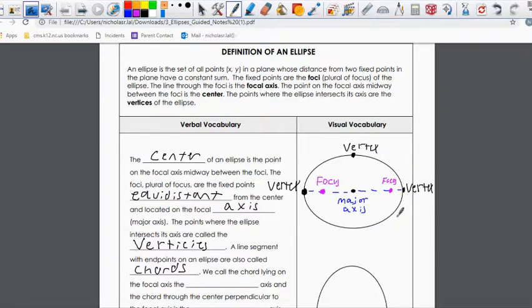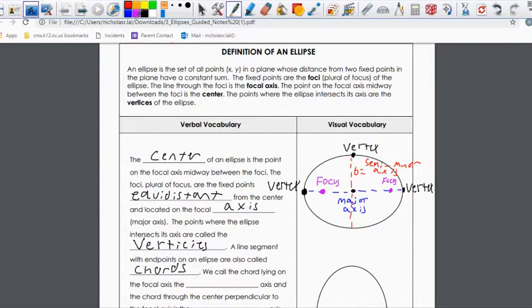All right, we also have a vertical line. This is called the minor axis. And this would be called the semi-minor axis. B is equal to the semi-minor axis.